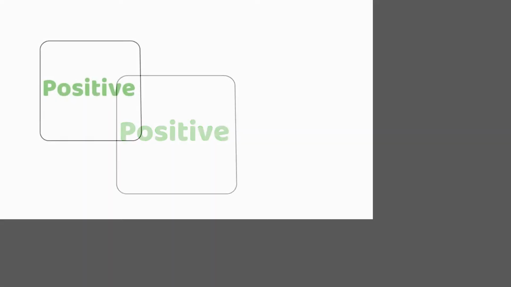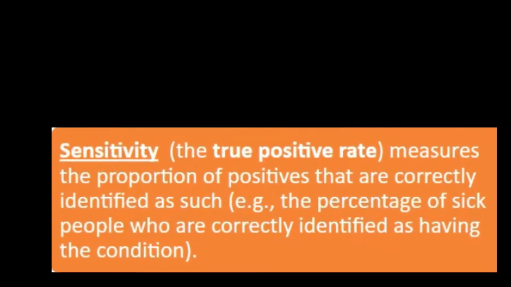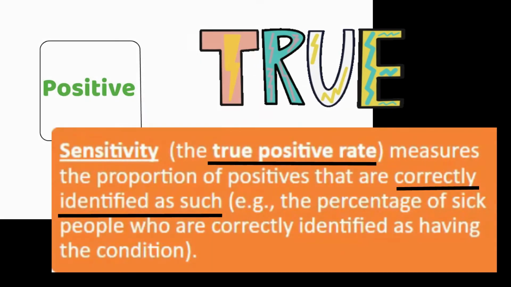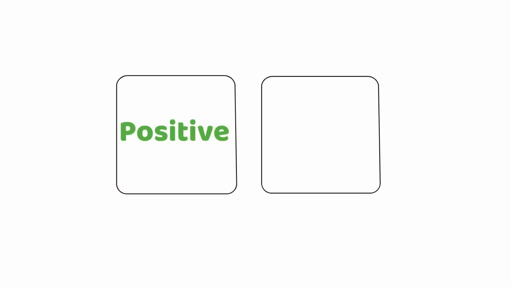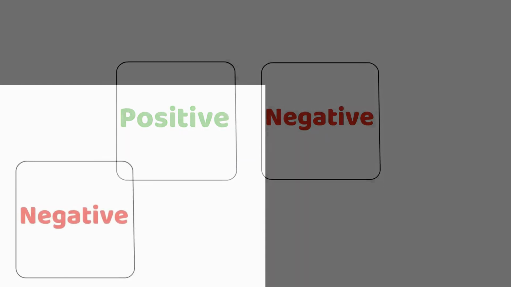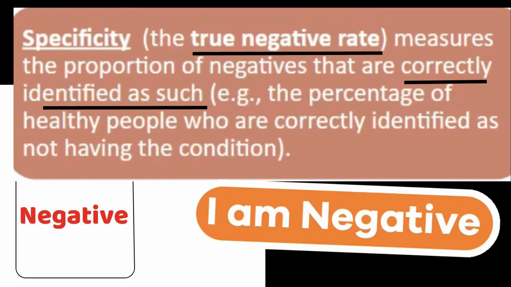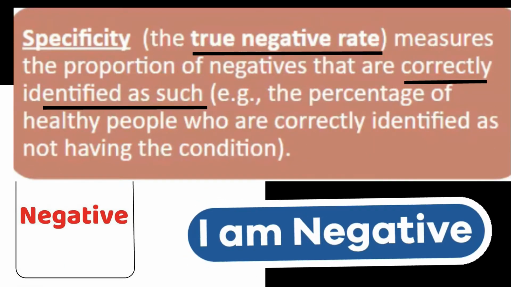The first is a true positive. A true positive would be a pregnancy test that shows positive and the woman is actually pregnant. The other possibility is a true negative. A true negative would be when the woman's pregnancy test shows negative and she is not pregnant.